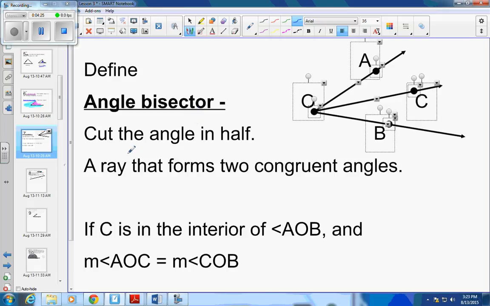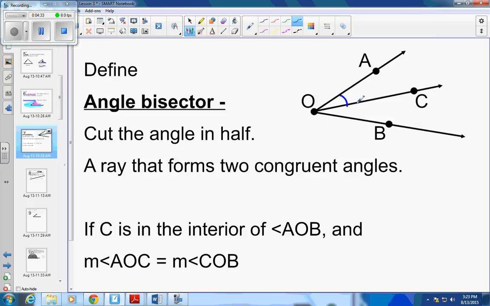Angle bisector. To bisect something means to cut it in half. So for bisecting an angle, we're cutting the angle in half, which means that this piece and this piece are the same measure. Notice I put the little tick marks on my arcs. That means that they are the same measure. A ray that forms 2 congruent angles is an angle bisector.